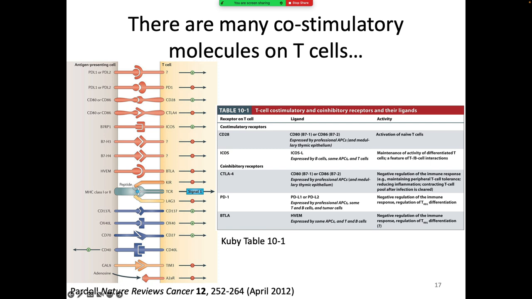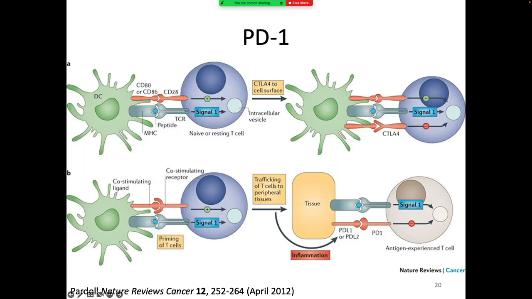As you can see here, B7, CD28, and CTLA-4 are not the only types of co-stimulatory molecules. The one other co-stimulatory molecule that I like to mention is known as PD-1. You can see a naive T cell getting turned on with signal 1 and signal 2 here, and then eventually getting turned off because of engagement of CTLA-4.